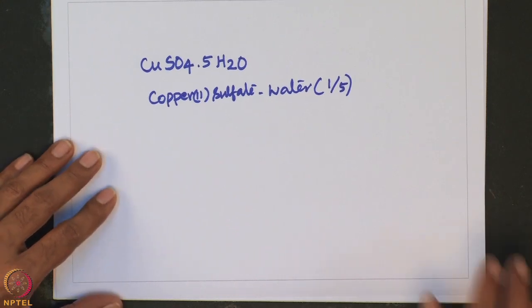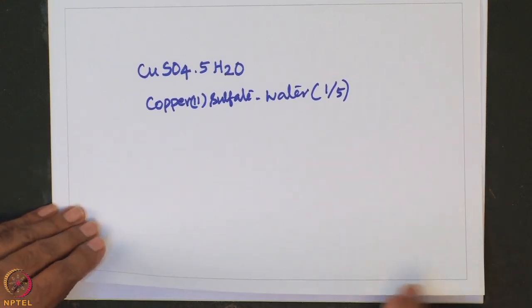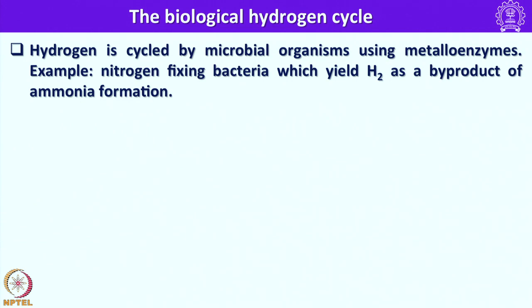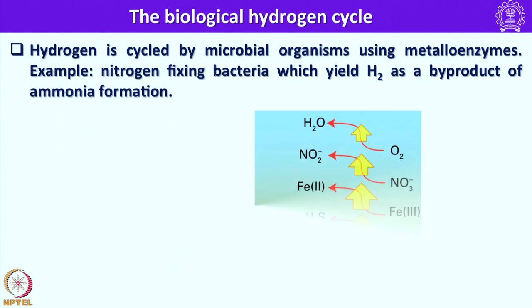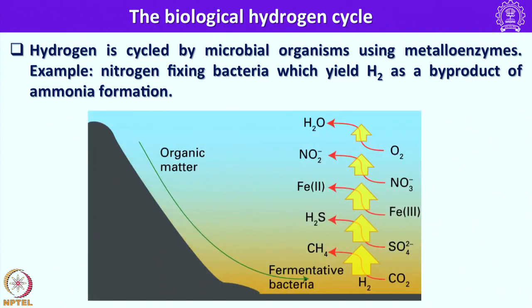And what is the importance of hydrogen in biology? Hydrogen is cycled by microbial organisms using metalloenzymes. For example, nitrogen fixing bacteria yield hydrogen as a byproduct of ammonia formation. You can see those things here, various biological cycles in which hydrogen is formed as a byproduct are shown here.